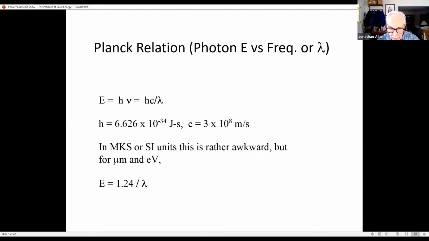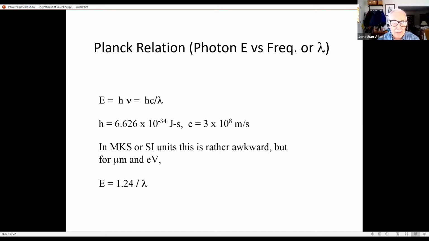The Planck equation we have here shows the relationship between photon energy and the wavelength or frequency of the light wave. Here E equals h nu, where nu is the usual symbol for frequency, or h times c over lambda, where lambda is the wavelength. These are the conventional symbols. The constants are: h is the Planck constant, which is 6.6 times 10 to the minus 34 joule seconds, and c is, of course, the speed of light, which is 3 times 10 to the 8th meters per second.